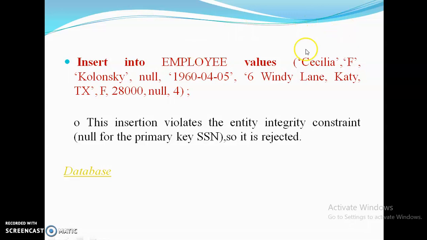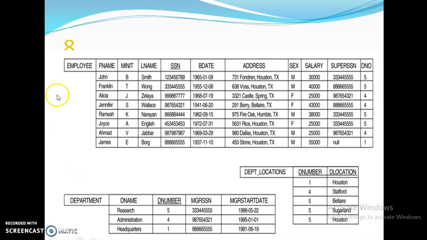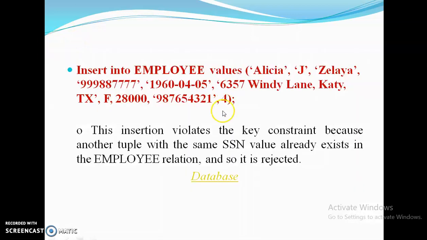Here we are inserting a particular tuple into the employee table. See this, it is having an SSN field. This is the SSN field, which is kept null here. You are trying to enter a null value in the place of SSN. See here, SSN. So SSN is the primary key here. That means it's a key constraint also. So you cannot leave it null, or it cannot be a duplicate value which is already existing. If such an insertion is done there, that means it is violating this key constraint.